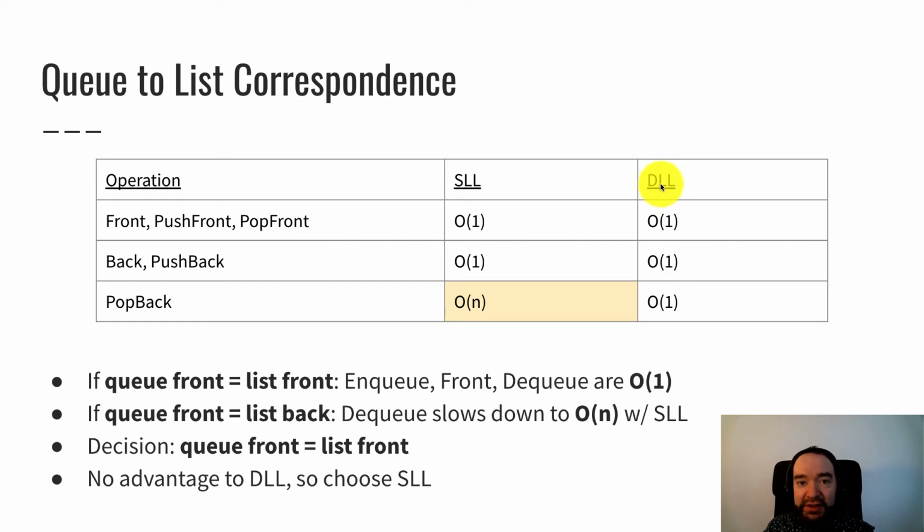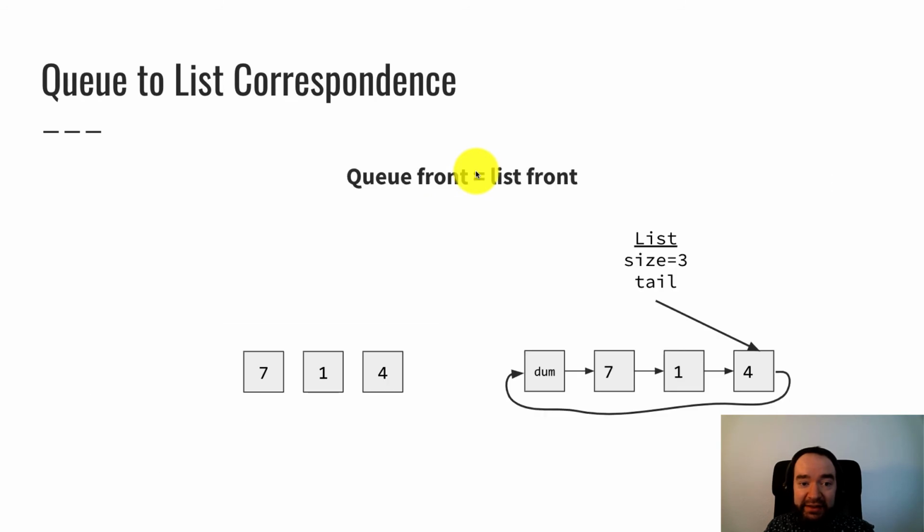And if there's no advantage to using a doubly linked list, then we prefer the singly linked list because a singly linked list has better constant factors because it has fewer pointers in it. So part of our decision will be to use a singly linked list here. So just to memorialize it here, here's our decision. The front of the queue is the front of the list. So if I have a queue that goes 7, 1, 4 with 7 at the front, then I'll have a singly linked list with 7 at the front.